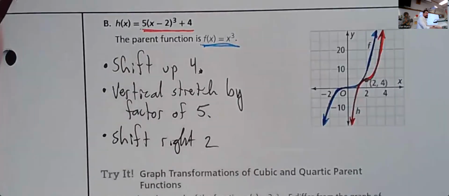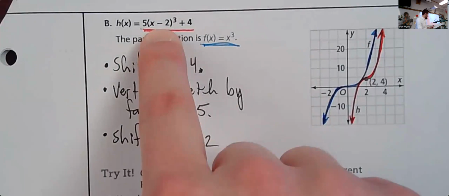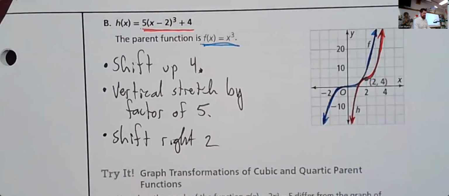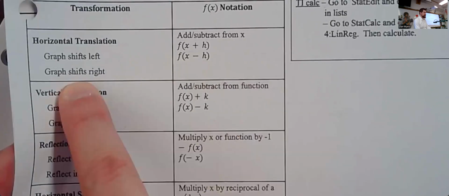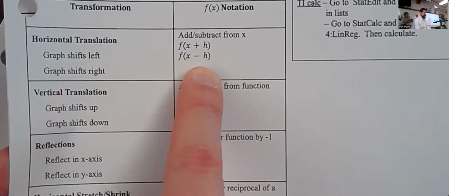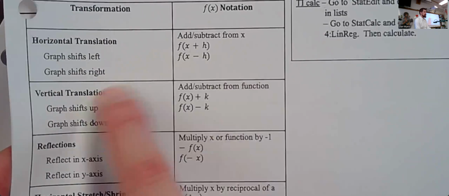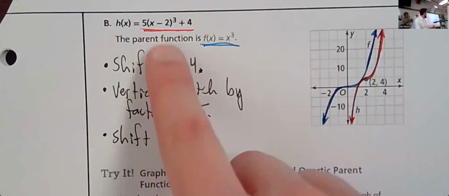And if we go back to the little cheat sheet here from chapter 1, the stuff that's happening inside the parentheses, the minus inside the parentheses, you can see right here. If you subtract something inside the parentheses, that's moving the graph to the right, however far h is, and h is 2, so it's right 2. That's exactly what we see here.